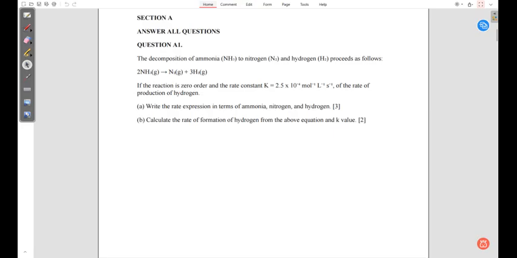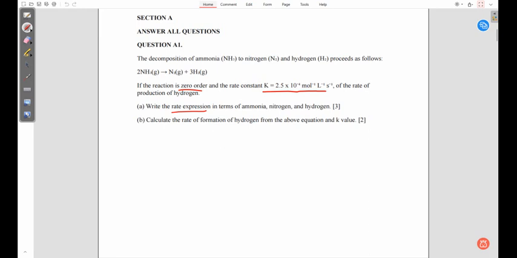Question 1. The decomposition of ammonia to nitrogen and hydrogen proceeds as follows. This is coming from chemical kinetics. Alright, so let's get into it. So we've got this equation, ammonia being decomposed into nitrogen and hydrogen. Now we are told the reaction is zero order and the rate constant is that, or the rate of the production of hydrogen. Write the rate expression in terms of ammonia, nitrogen, and hydrogen.